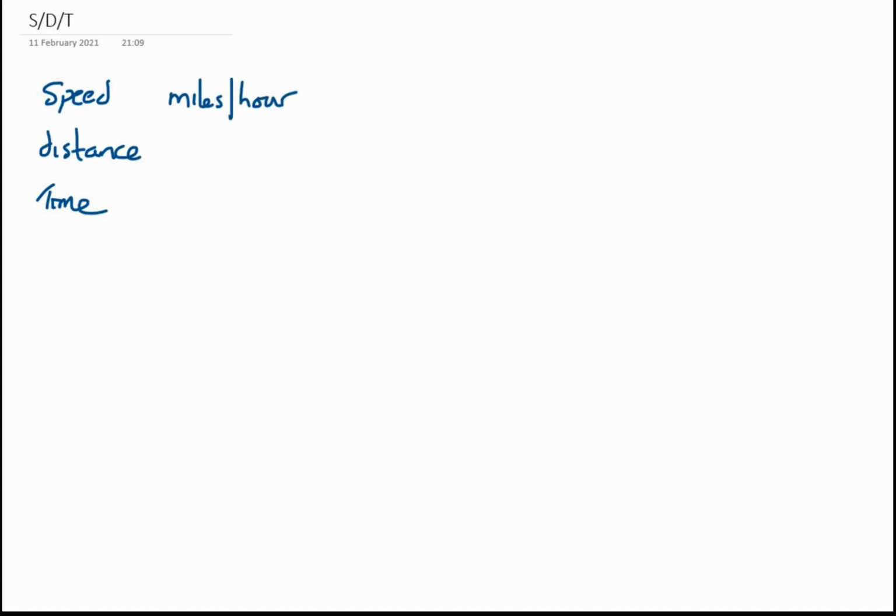That's your speed. If that was what speed was measured in, the distance would be measured in miles, and the time would be measured in hours. Put a little line down here. Also, we could have said kilometers per hour, in which case distance in kilometers and the time would be in hours.